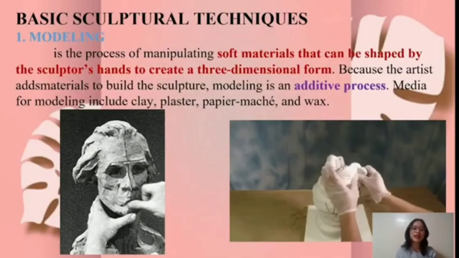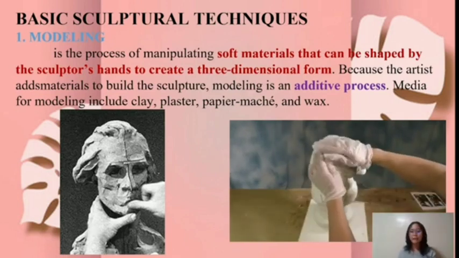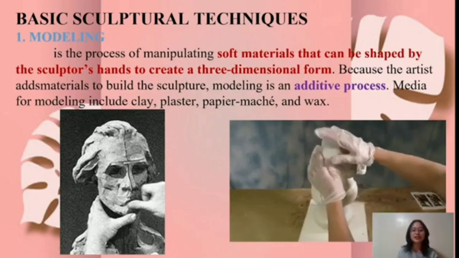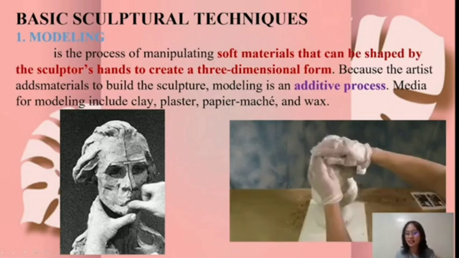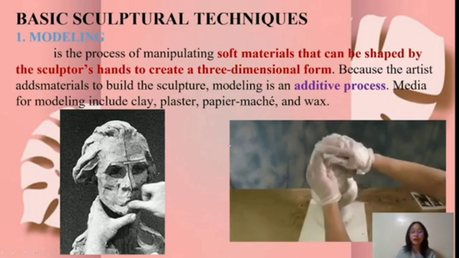First is modeling. It is the process of manipulating soft materials that can be shaped by the sculptor's hands to create three-dimensional forms. Because the artist adds materials to build the sculpture, modeling is an additive process. Media for modeling include clay, plaster, papier-mâché, and wax. We, the one who makes the sculptures, have the ability to create a form by using our hands. Sama ani, si artist, kay ginahulman niya ang wax or clay ba ni gamit ang iyang hands to create a new form.